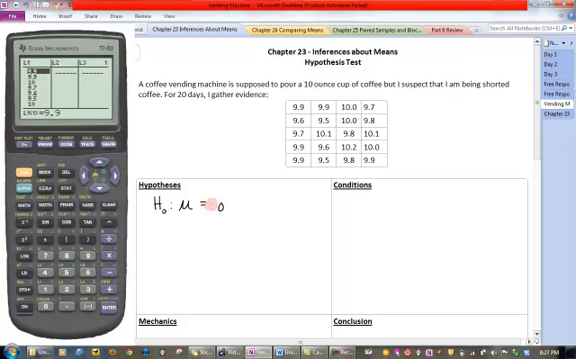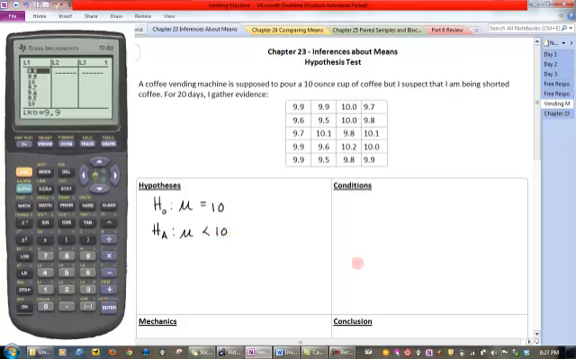All right, so remember, this is mu. This is not x bar or y bar. Mu is the parameter for mean because we want to know something about our population. And we're the skeptic, so we assume that the coffee machine's doing exactly what it's supposed to. The alternative then, because I think I'm being shorted coffee, is that on average, the mean is less than 10 ounces of coffee.